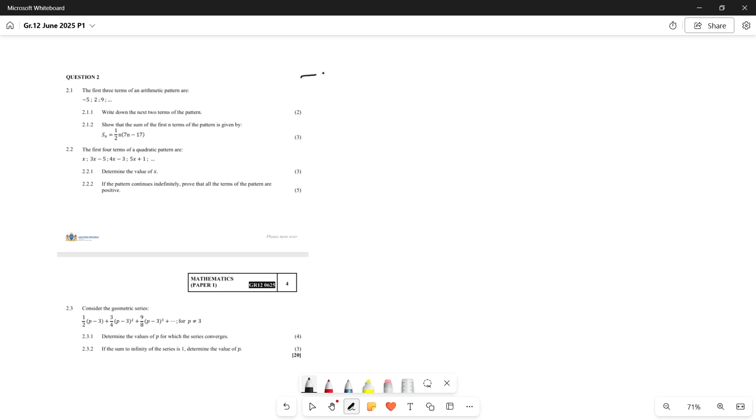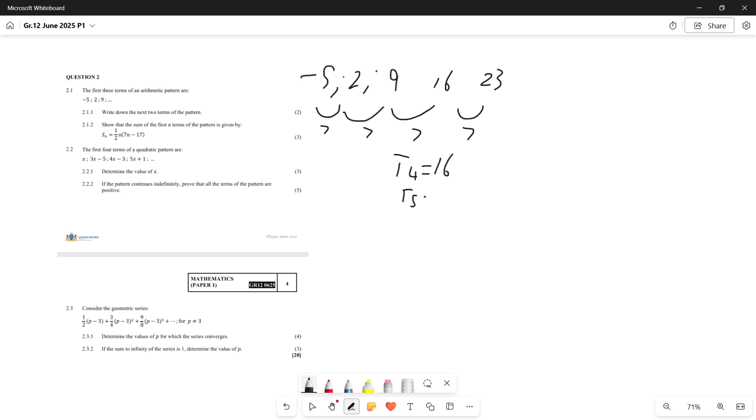Arithmetic means there's a constant difference. So -5, 2, and 9, the constant difference: this goes up by 7, this goes up by 7. So another 7 will take us to 16, and another 7, 23. So the next 2 terms in the pattern are 16 and 23. We can write it T4 equals 16 and T5 equals 23.